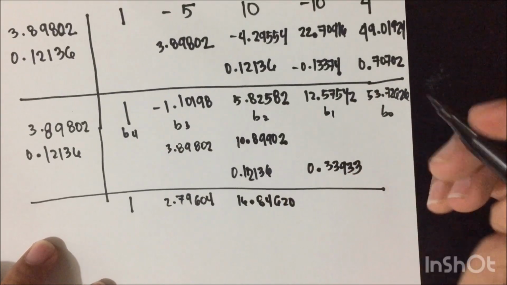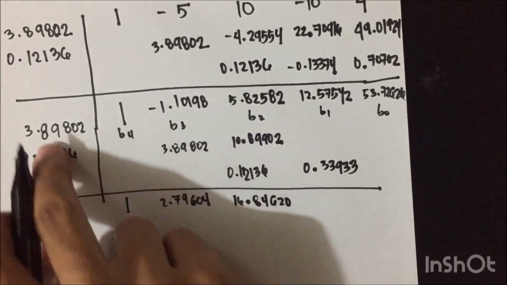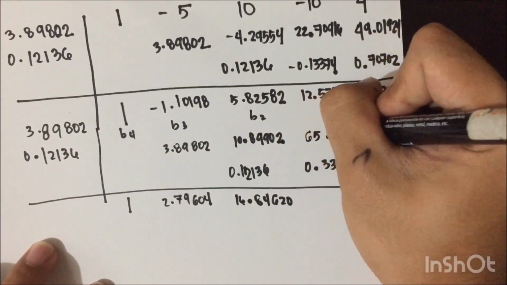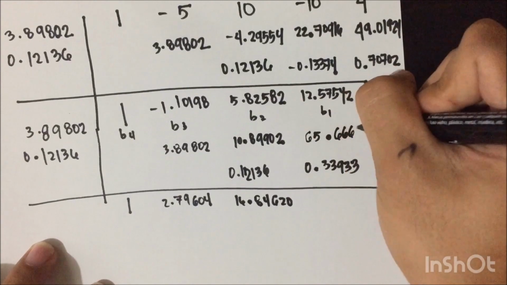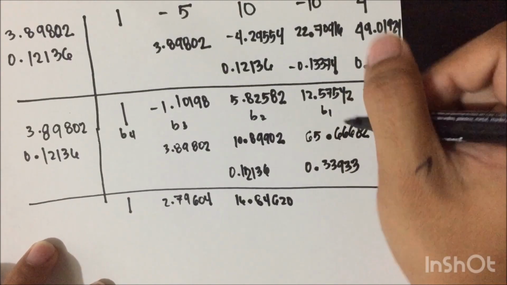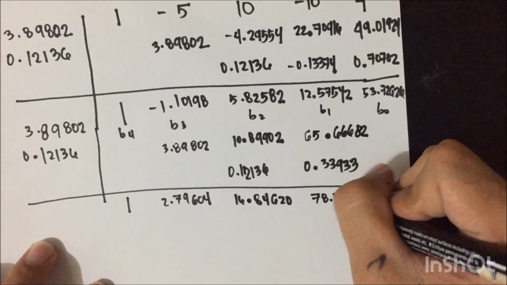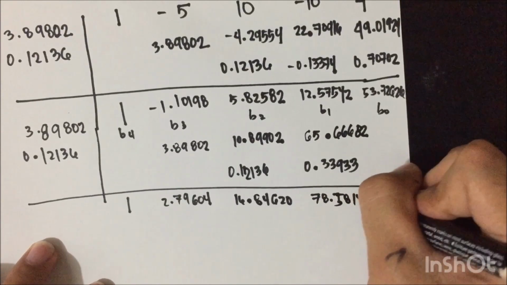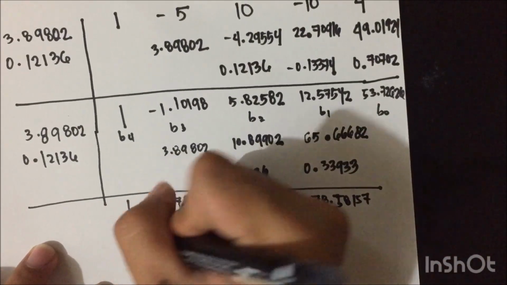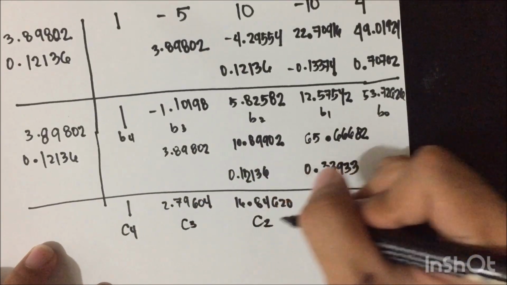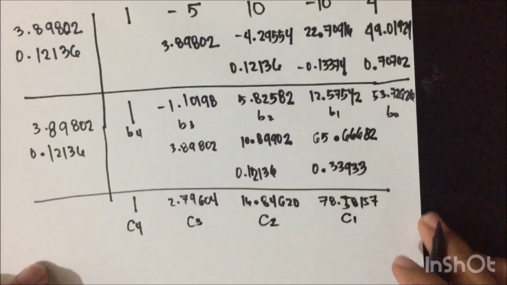16.84620. Then lastly, times the value of R is 65.8 66682, which is our C1 58157. Label this as C4, C sub 4, C sub 3, C sub 2, and C sub 1.